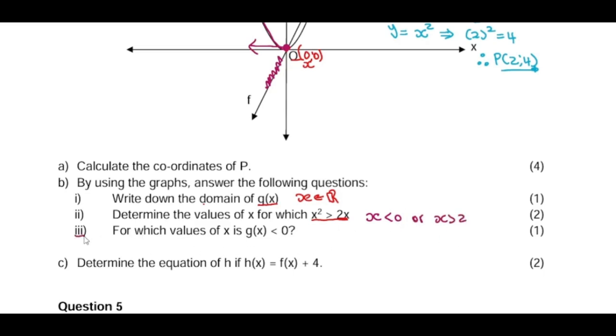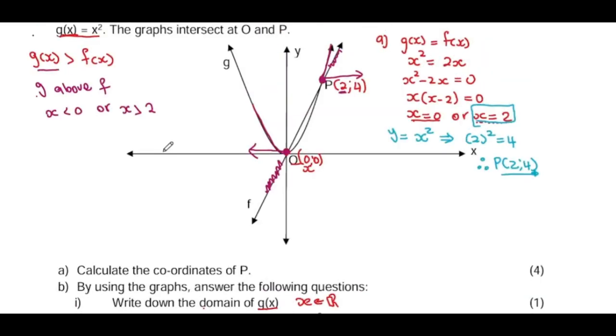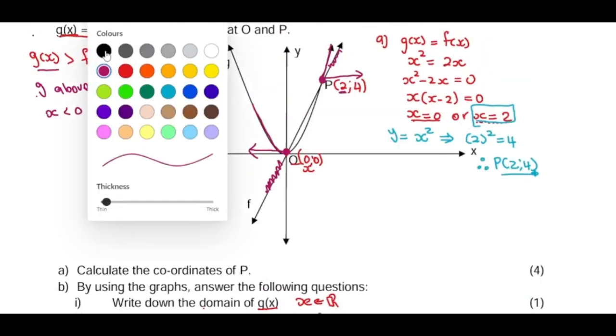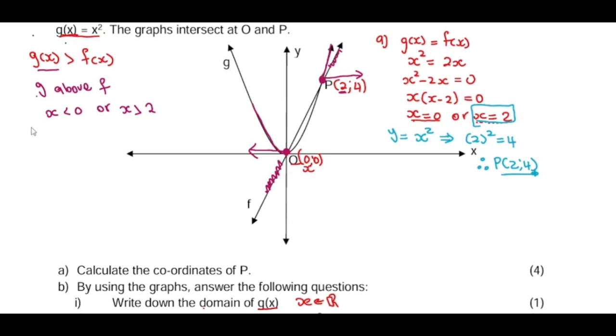So now, for which values of x is g at x less than 0? When we say g at x less than 0, let me quickly explain this. It means, where is g at x below the x-axis? Because they are asking you where y is negative. Does g have negative y values?